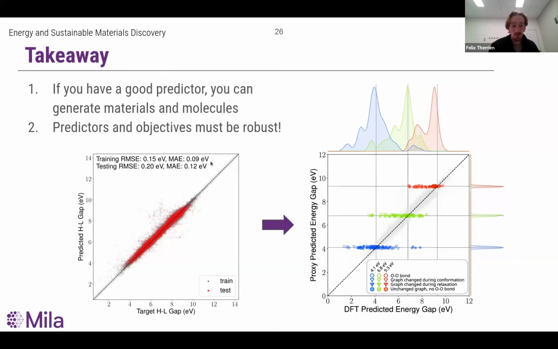The other takeaway is that the predictors and the objectives need to be robust. If you look at the performance of the machine learning model at predicting band gap, it's actually very good. This is a parity plot, the same axes as before, but the spread becomes much larger on generated molecules than on the molecules from the data set the machine learning model was trained on. This means the generative model will tend to trick the predictive model into giving unreliable predictions. So we always have to be careful about that.